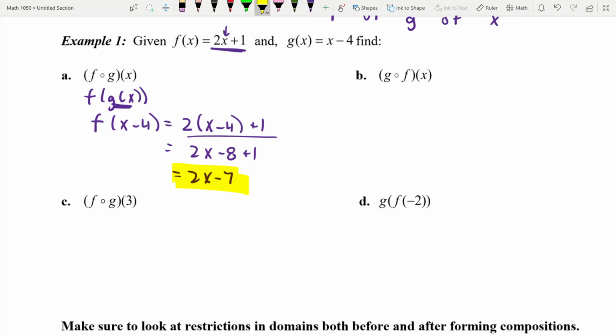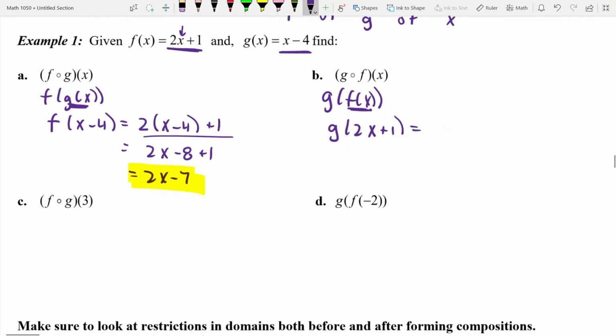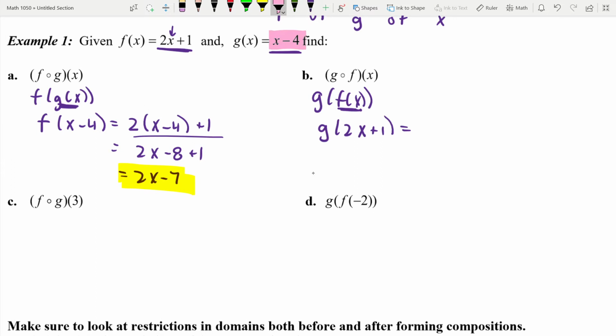Okay, let's do question B. Everybody go g of f of x. I want you to write it like that. Then I want you to take this f of x and replace it with what f of x is. So that's 2x plus 1. Then you go into that g of x, which is here highlighted in pink. And where you see that x, now you put in 2x plus 1. So I go 2x plus 1 minus 4. That gives me 2x minus 3. Highlight my answer, and I'm done.